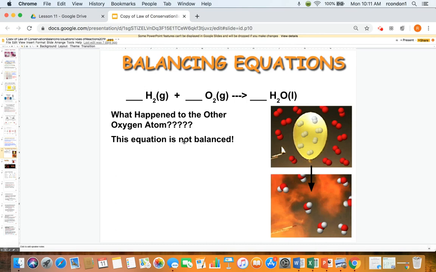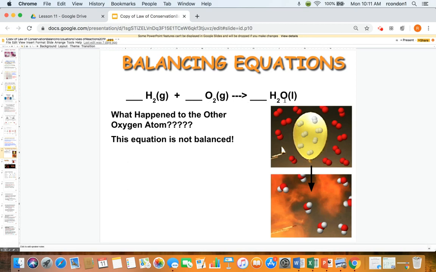So let's practice. So we have here 2 hydrogens, okay? We have 2 oxygens, and then we end with water, H2O. So 2 hydrogens, that's good. We don't need to add any coefficients for hydrogens, but we have 1 oxygen on this side and then 2 oxygens on this side, which is odd. So how are we going to fix that?